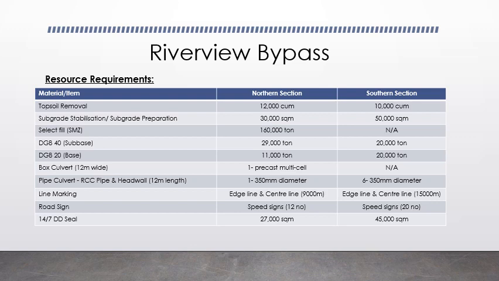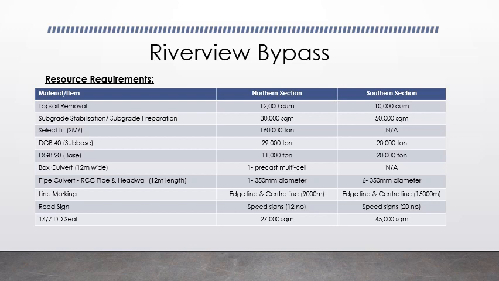Whereas in the southern section, we don't have any subgrade stabilization, but we have to prepare the subgrade, and the area for this is 50,000 square meter. We have a select fill in the northern section as we are building the embankment, and it is 160,000 ton.